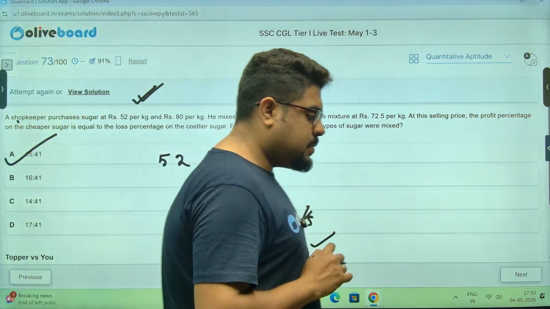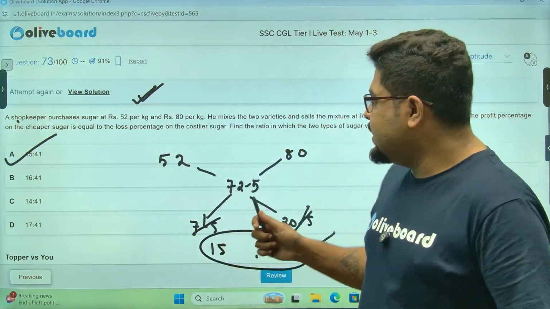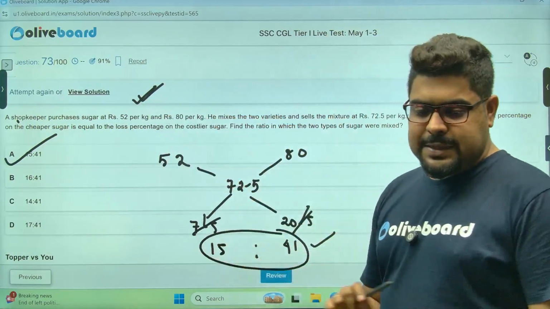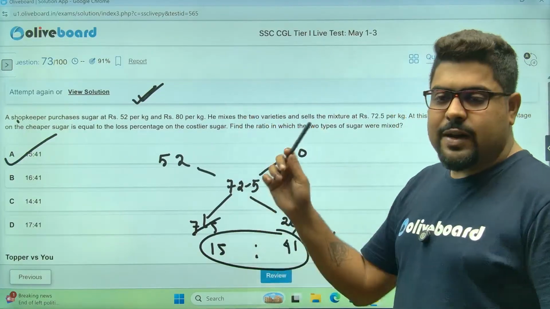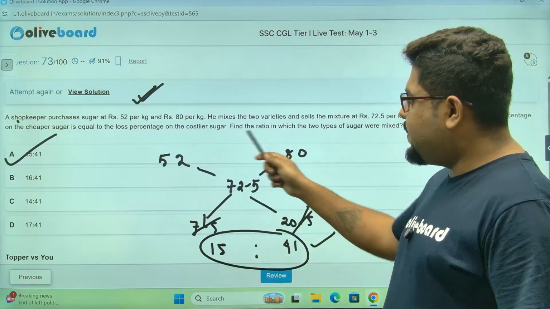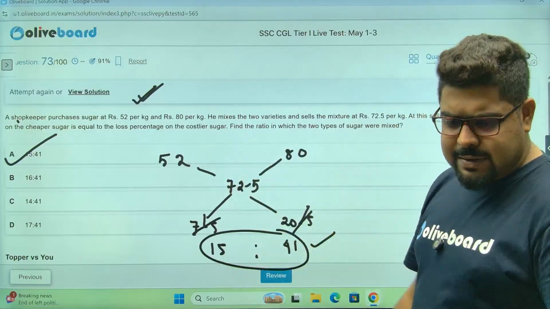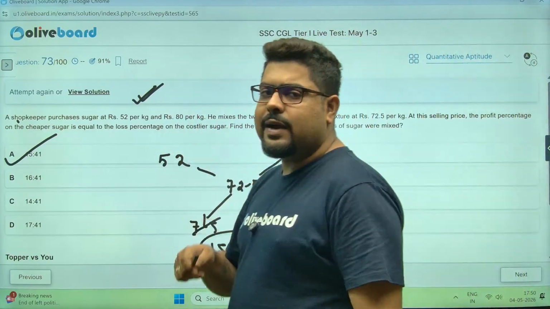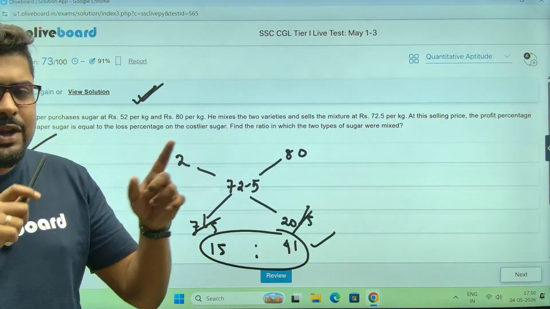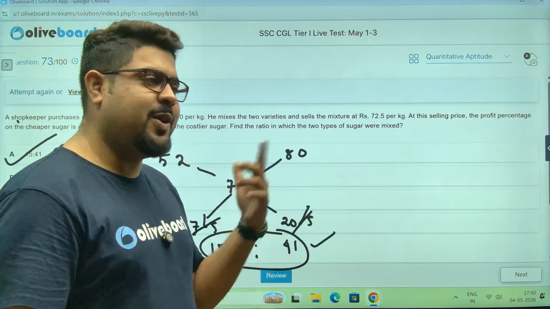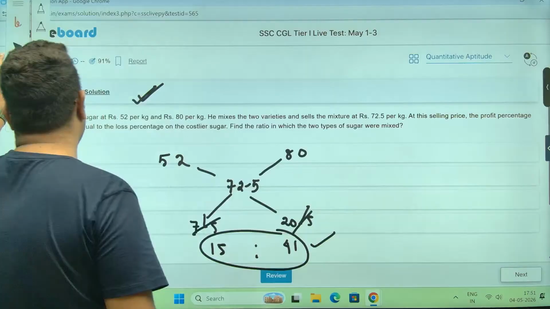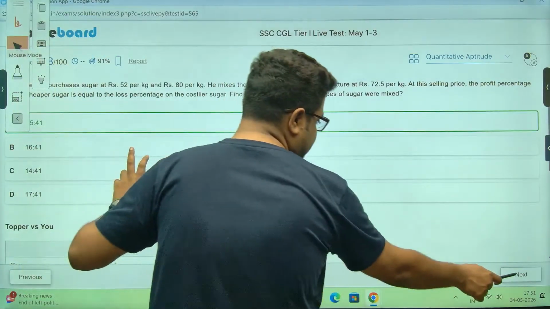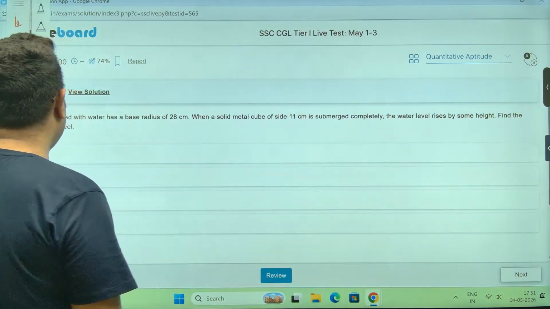And if you are not convinced, do one thing. 52 rupees for 15 kg and 80 rupees for 41 kg. Figure out the percentage. Let's take anything, 10%, for example. Calculate and you'll find that the total profit and loss is also equal. Always you'll find this. Okay, clear, sir? Moving on to the next one.